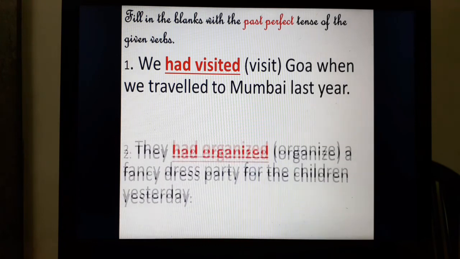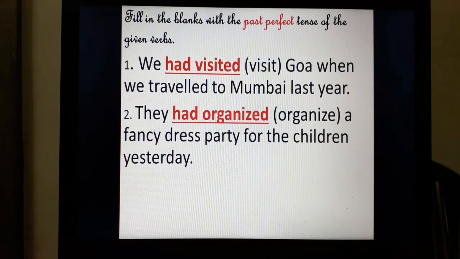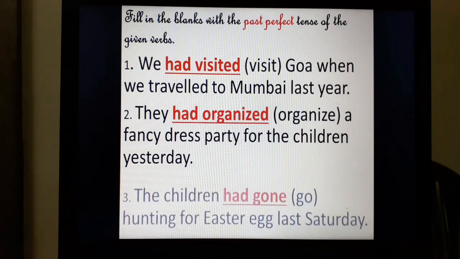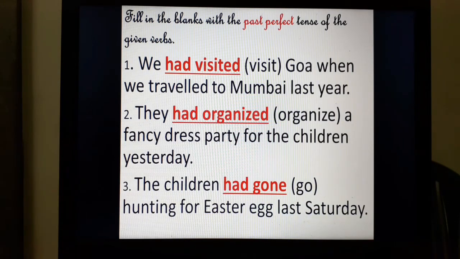Second, they had organized a fancy dress party for the children yesterday. Organize is the verb and we have changed it to past perfect by writing had organized. Third, the children had gone hunting for Easter eggs last Saturday. The verb is go and we have written had gone according to the structure of past perfect tense.